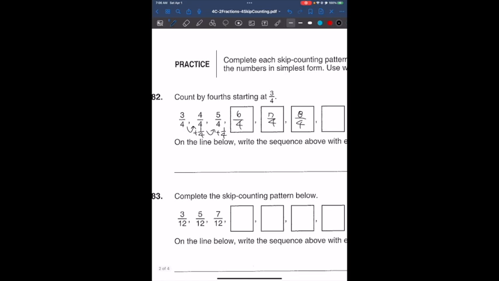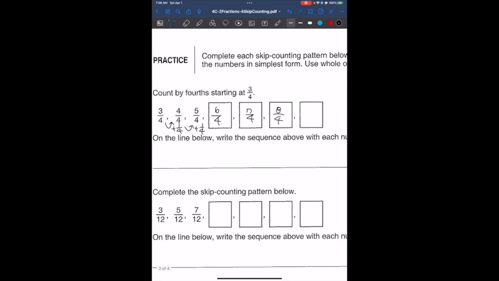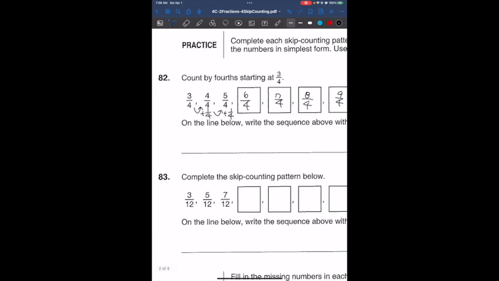And notice, since our denominator is the same, we're only changing the numerator. So we get to 9 over 4. And when we simplify, we get 3 over 4, 1. And 5 over 4, again, using the mixed number strategy, 5 over 4 can be expressed as 4 over 4 plus 1 over 4, which is 1 and 1/4. So we can write that as 1 and 1/4.